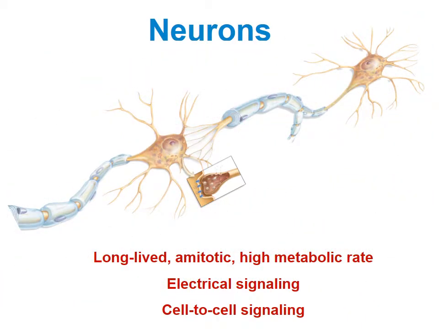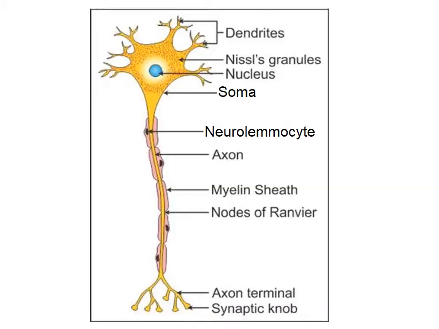Let's focus now on the neurons. These highly specialized cells are very long-lived, amitotic, and have an extremely high metabolic rate. They not only receive, generate, and send electrical signals, but they also communicate with each other. The structures are the soma or cell body, which contains the nucleus and serves as the control center for the cell.